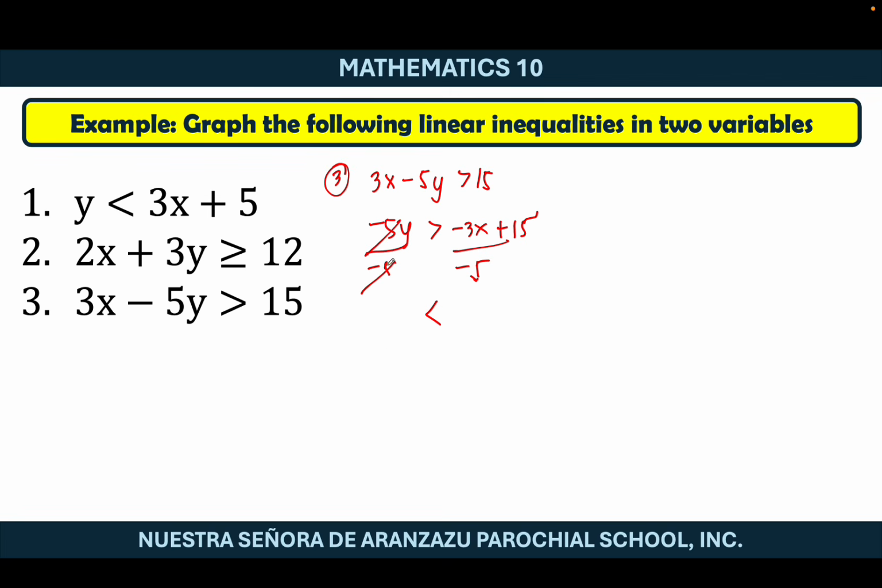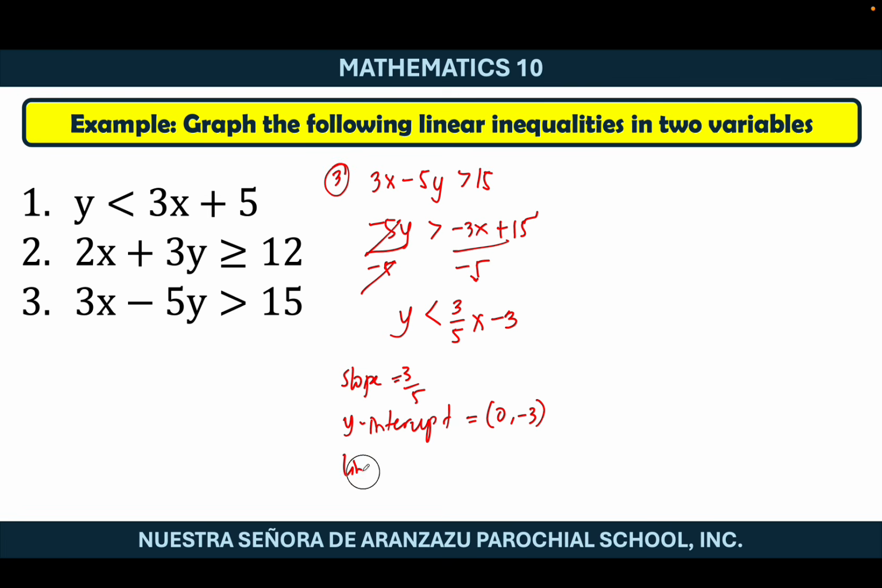Okay, so makakancel to. Matitira is y. Then, negative 3x over negative 5. Kapag sinimplify natin yan, that will become 3 over 5x. Then, 15 divides negative 5 is negative 3. And so, after that, you can write your slope. Your slope is 3 over 5. Y-intercept is, so this is negative 3, so that is 0, negative 3.